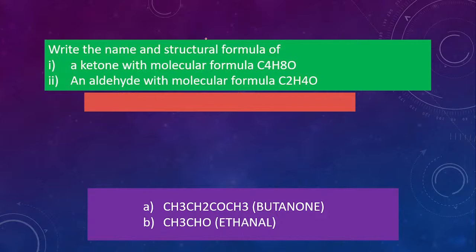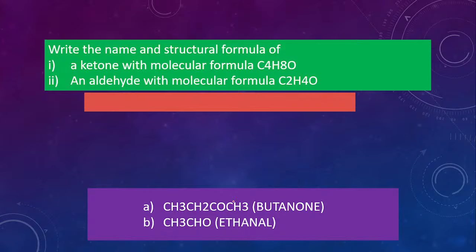Okay, and the second one is an aldehyde and it has 2 carbons, so the aldehyde ends with al, so ethanal. Okay, CH3CHO, you have to write the structural formula also. So CH3CHO will be the ethanal and CH3CH2COCH3 will be butanone. Okay, so that's the structural formula along with the name you have to write.